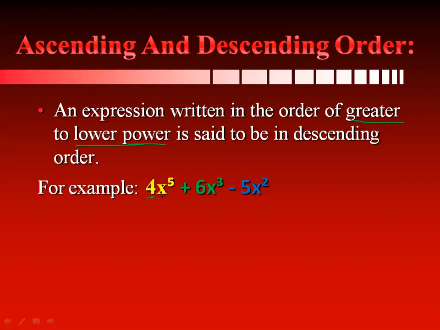So here you have variable x, here you have variable x, and here you have variable x. Keep in mind that you have to arrange them with respect to the power of the same variable. The variables here are the same, that is x, and the powers of x are different. Here the power of x is 5, here you have 3, here you have 2. So you have to arrange any algebraic expression with respect to their power, just like this. Here the greatest power is 5, then 3, and then 2.